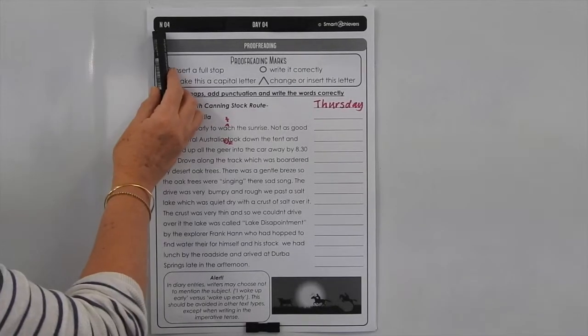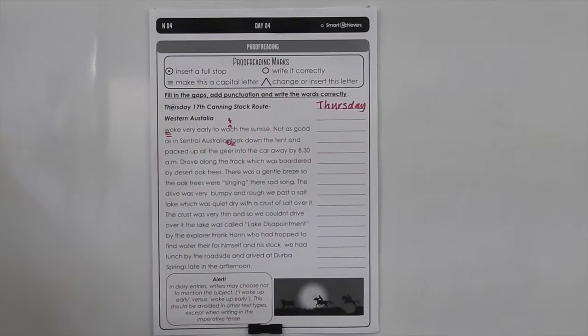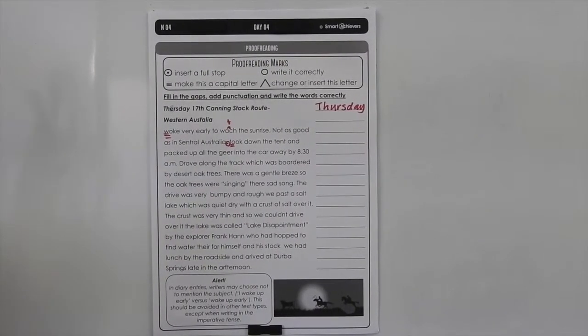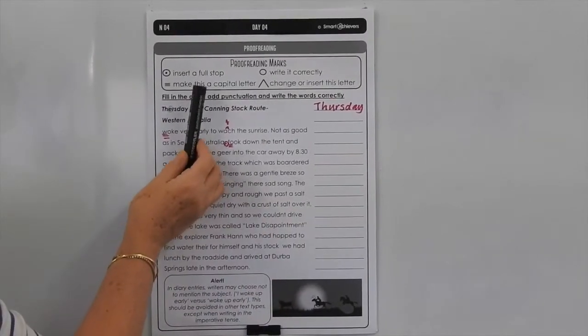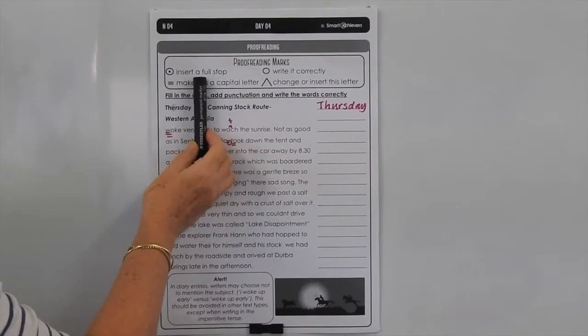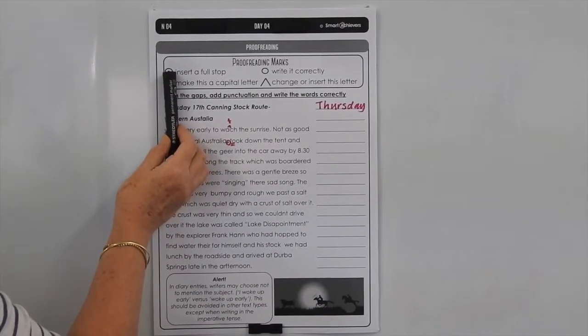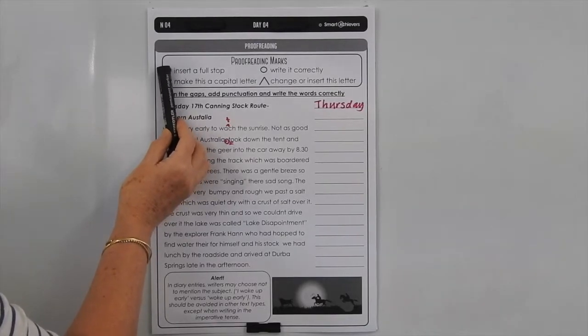This is level N, this 4, and we're doing the day 4 page on proofreading. So we're introducing you to some of the marks you might use when you've done a writing piece, so that when you do your final write or your final draft, you know that you've found all the errors and you can make them correct. So if we've left out a full stop, we're going to put the full stop in and draw attention to it.